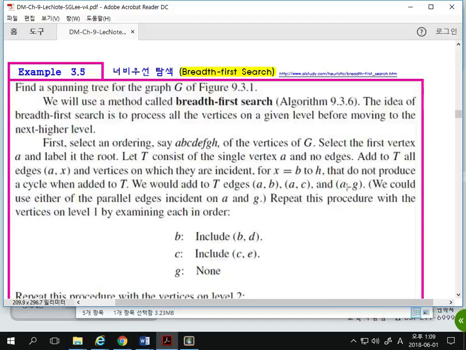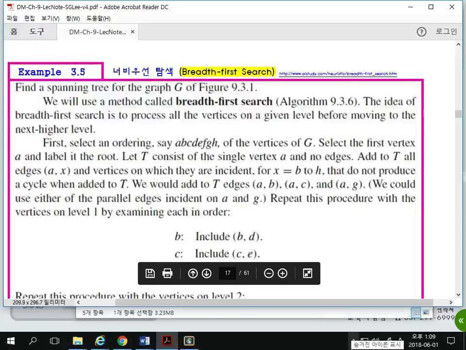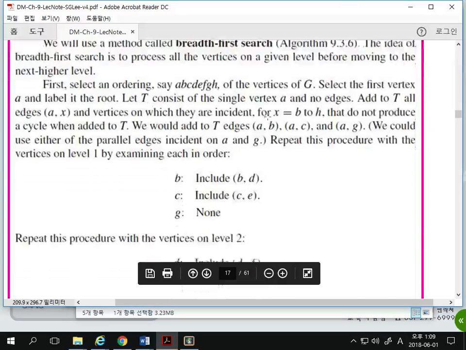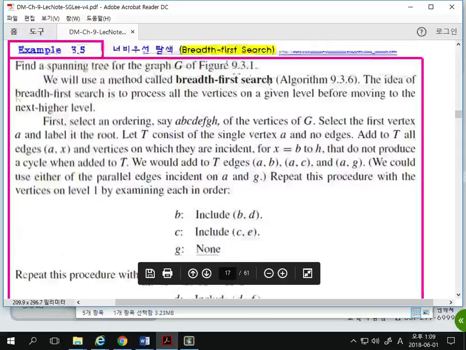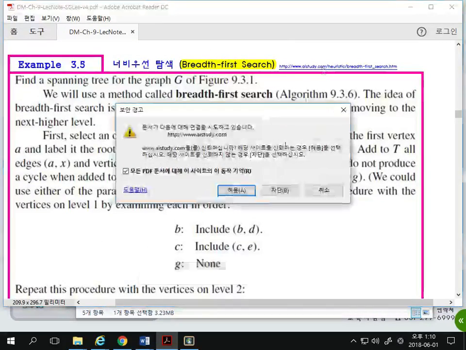And next, breadth first search. This is called 너비 우선 탐색, breadth. This explanation can be found in here.